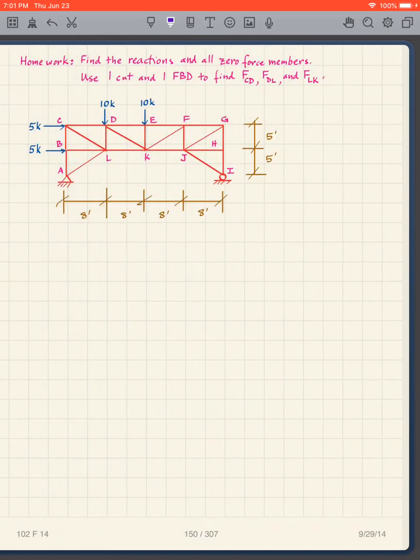Okay, so do homework. Find the reactions and all zero force members. And I want you to use just one cut, one free body diagram after that, once you've found the reactions, to find FCD, FDL, and FLK. So go ahead, find the reactions here, find the zero force members, and then use one cut and one free body diagram to get all of those. So pause the video here.